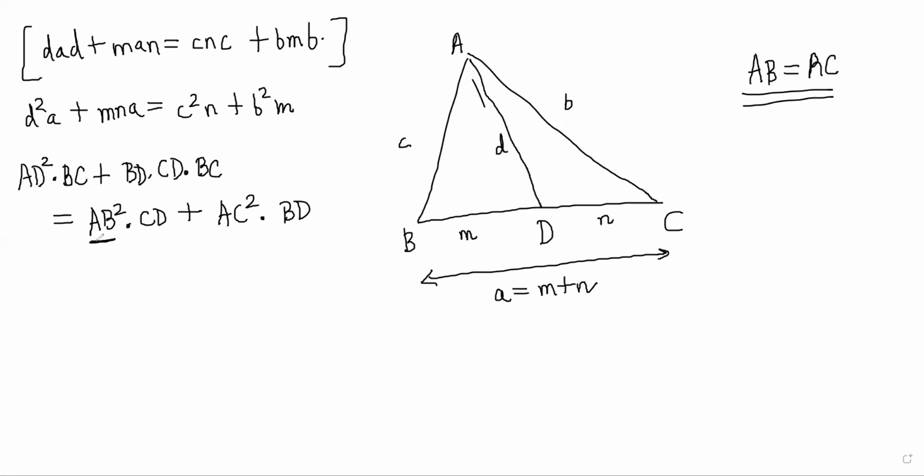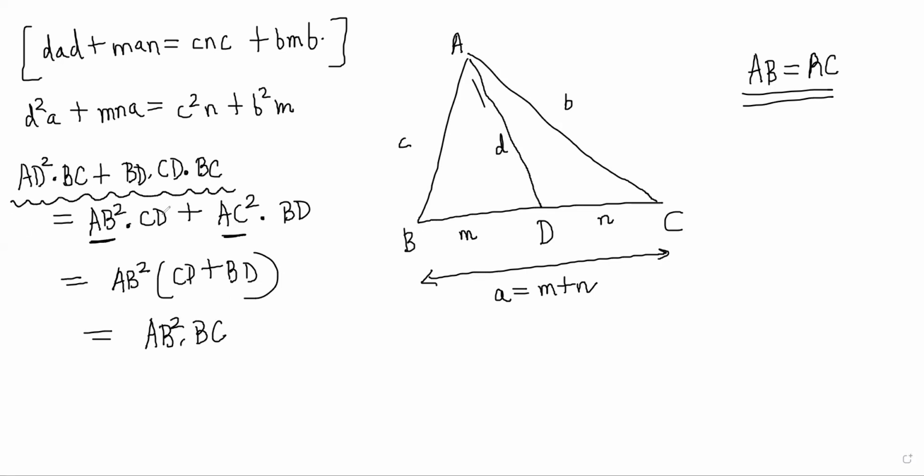So we can say this is AB square and this is also AB square, right? So AB square can be taken common and you get CD plus BD here. And what is CD plus BD? CD plus BD, you will realize, is BC. AB square into BC comes on the right hand side. And what was on the left hand side? This expression. Notice that there is BC in every term, right?